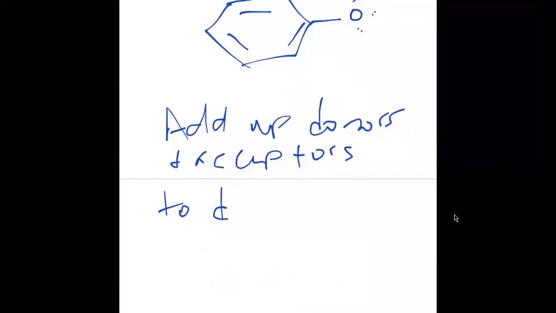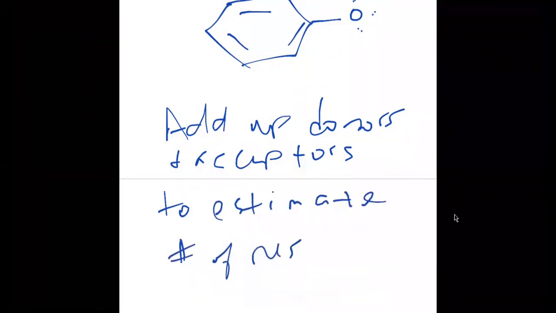I'm not going to say determine, I'm going to say estimate, because for cations, it's a little bit different. All right, so if you add up your donors and acceptors, you can estimate how many resonance forms you'll get. All right, any questions about that one?